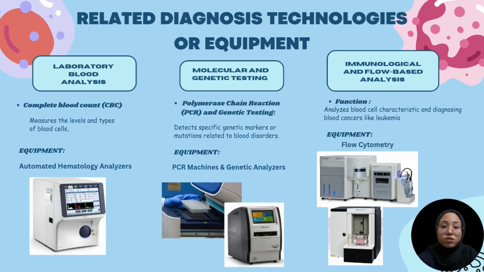Related diagnosis technologies or equipment: for the complete blood count, CBC, we use an automatic hematology analyzer to measure the levels and types of blood cells. Then, we also use the PCR machine and genetic analyzer to detect specific genetic markers or mutations related to blood disorders. And lastly, we use flow cytometry to analyze blood cell characteristics and diagnose blood cancer like leukemia.